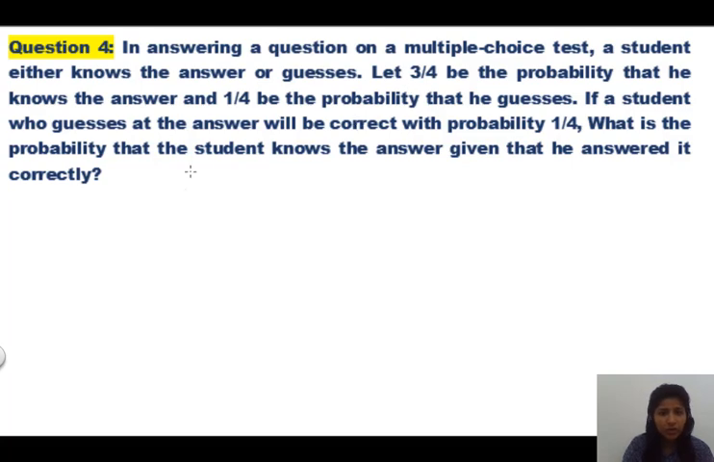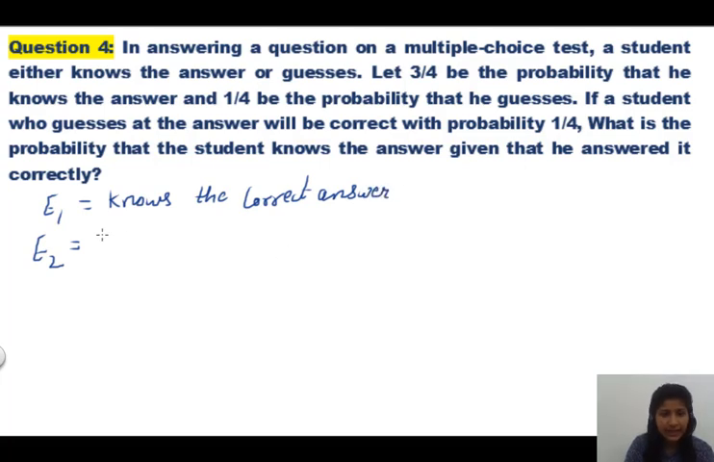Let us consider two different events which are given, E1 and E2. Let us consider E1 that he knows the correct answer. Event E2 we will consider as he is guessing the answer. He is guessing the answer.